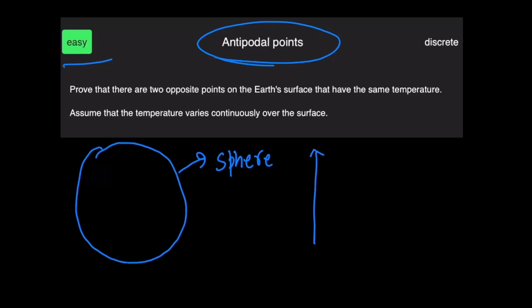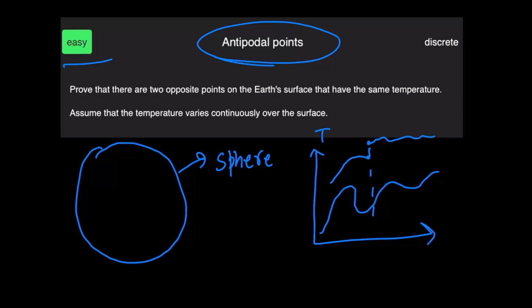So there's not a lot to explain in this problem really, but just imagine that the Earth's surface is a sphere and the temperature is a continuously varying function. As in, while plotting it, there won't be any breaks, and by breaks I mean something like this. It won't be like this. It will be like this graph. So yeah.